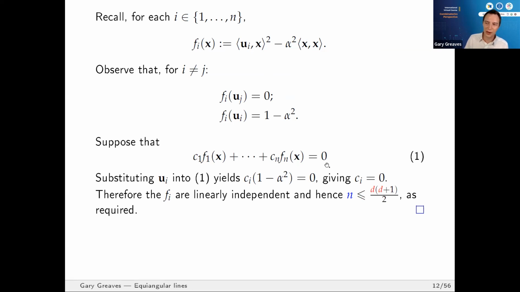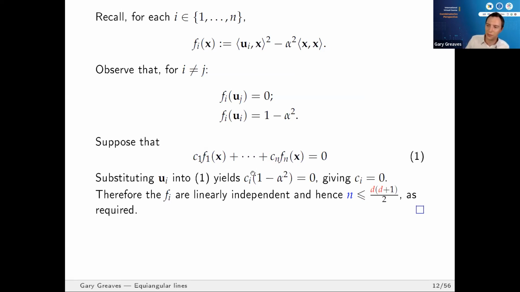Okay, now we'll do the linear independence check. So we'll multiply them all by some coefficients. And we want to show that the only way this linear combination of polynomials can be 0 is if all of my coefficients are 0. So I want to show that this equality implies that each c sub i is 0. So that's what I'll do now.